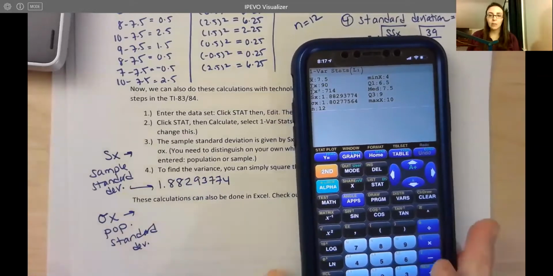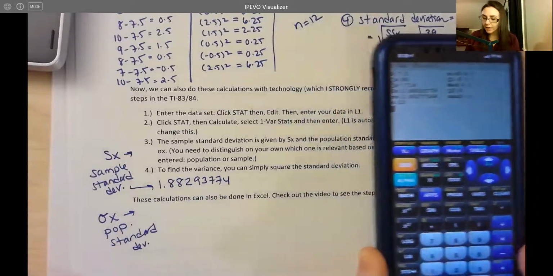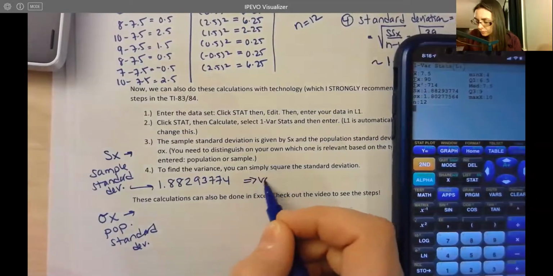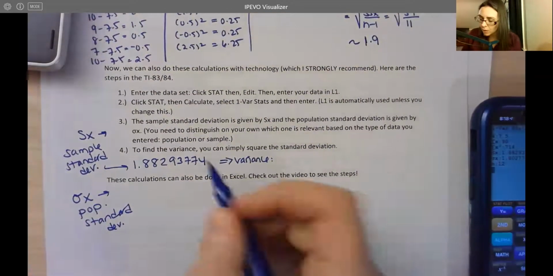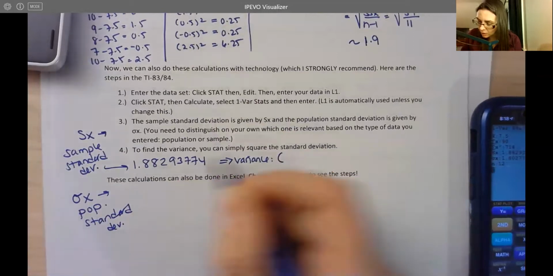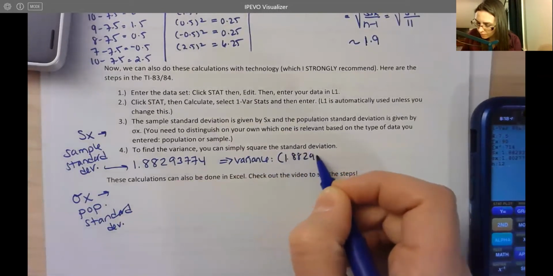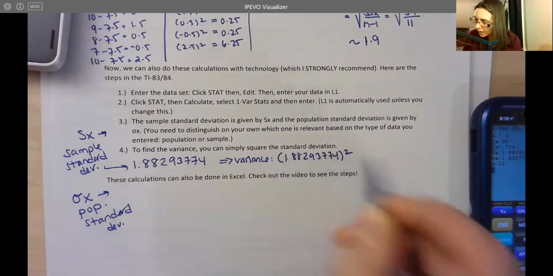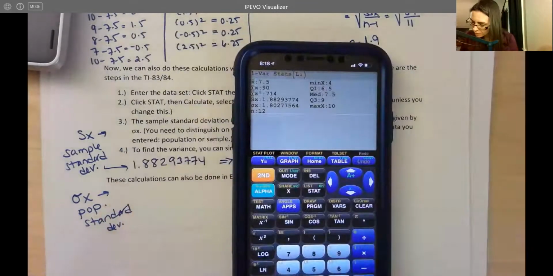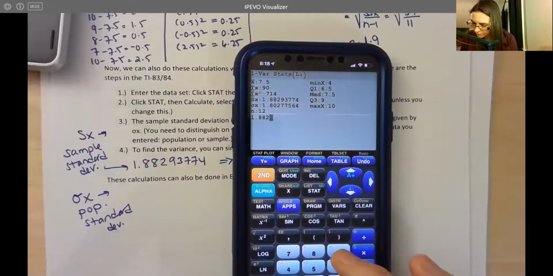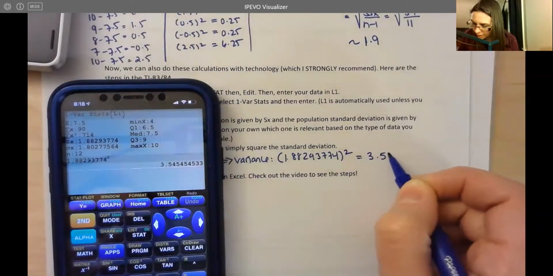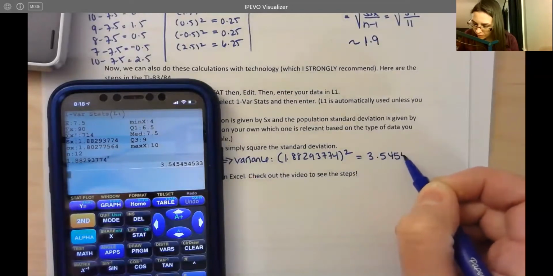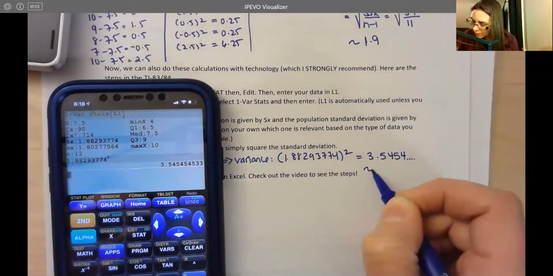Okay. And you may be saying, well, how do I get the variance? To get the variance, you can just square. The opposite of a square root is a square, right? So to go back to the variance, we can just take our standard deviation and go ahead and square it. And I get 3.5454 and so on. So about 3.5.